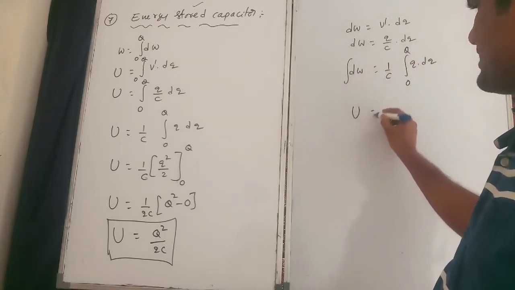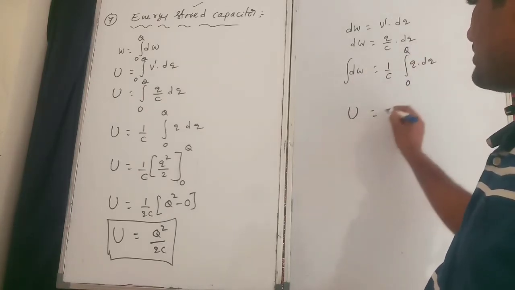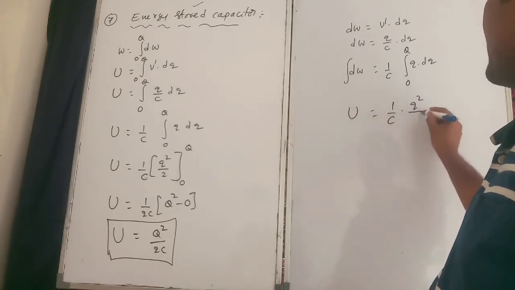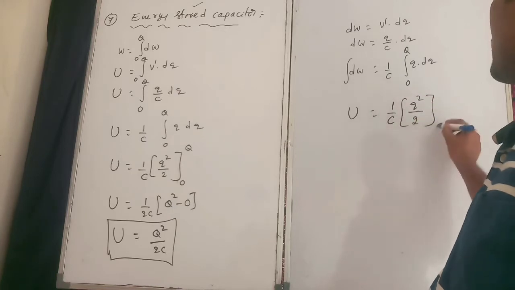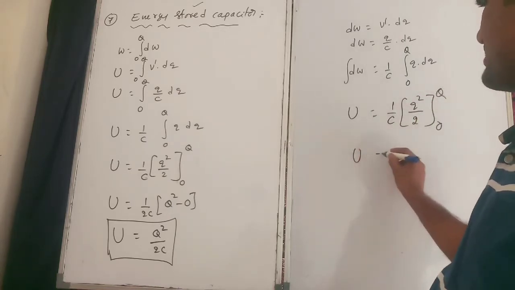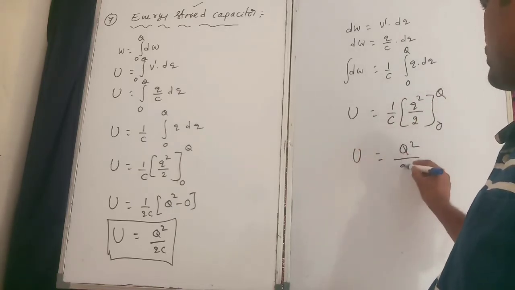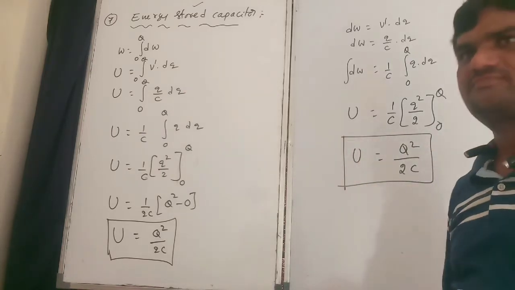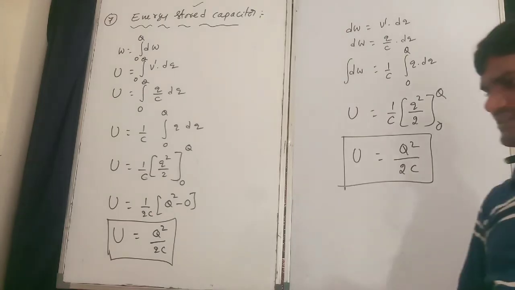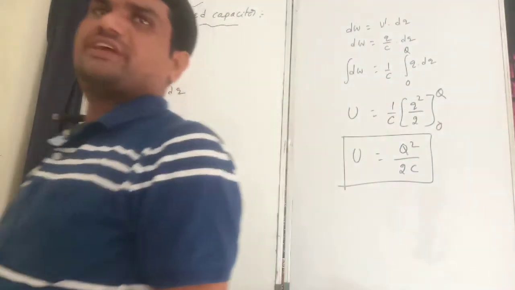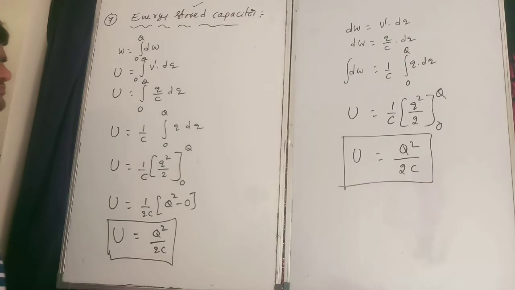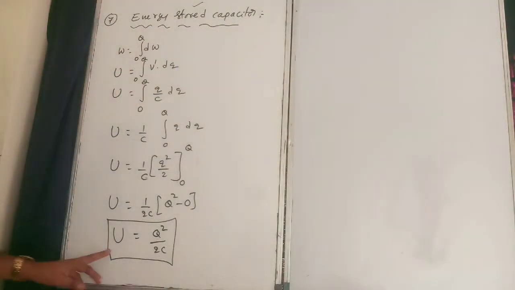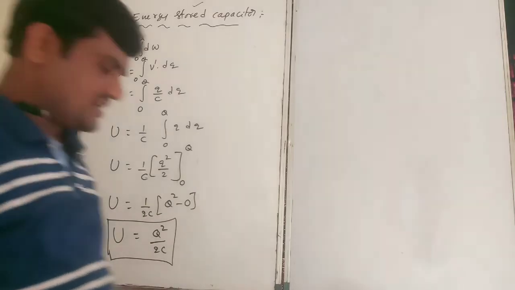dW is equal to energy U. So 1 by C into Q square by 2, from 0 to Q. Therefore the formula is equal to Q square by 2C. That's it. This is one of the most important derivations for 3 marks. Energy stored in capacitor.